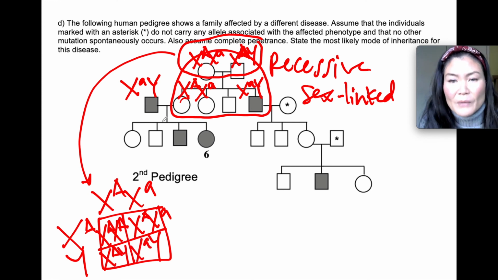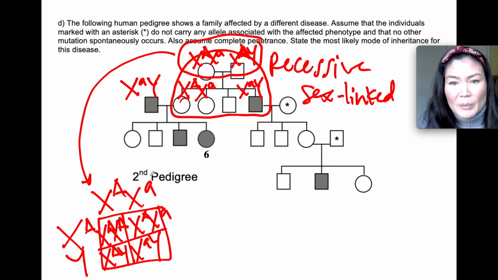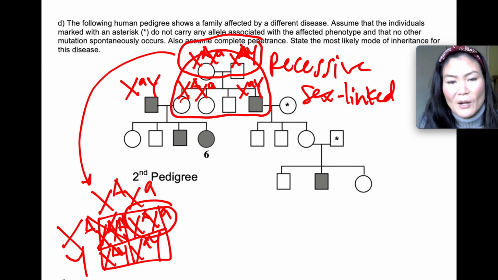Okay, so their daughter does not have it, but she could be X big A X big A, or X big A X little a. But then her son has it, and her daughter has it. So that means she must be heterozygous. She's got to be this one, not this one. Okay? Wow, lots of X's everywhere. So then let's do a Punnett square for this couple, right here.